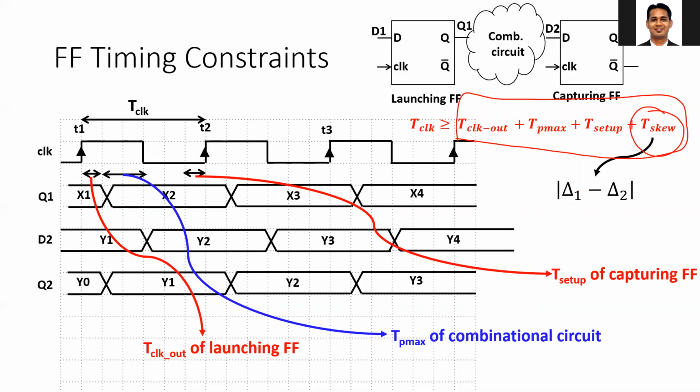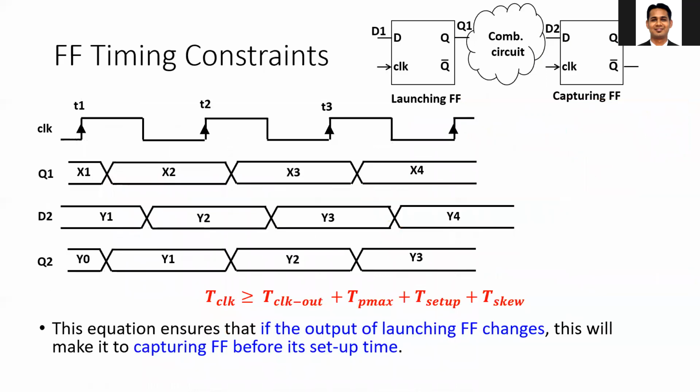And this is the time difference between the clock received at the two flip-flops, the launching and capturing flip-flop. So this equation ensures that if the output of the launching flip-flop changes, this will make it to the capturing flip-flop before its setup time. So this indicates that when this data moves from here to here, this will be captured at the previous clock cycle.